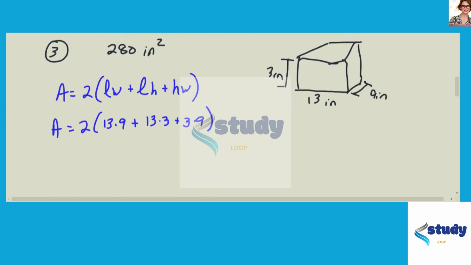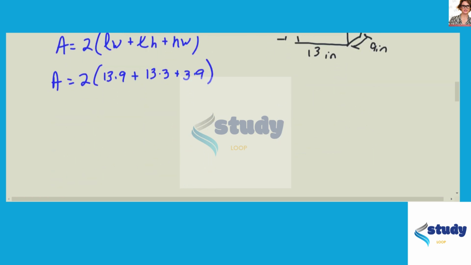So let's go ahead and simplify and see what we get. So first, we have 13 times 9, plus 13 times 3, plus 3 times 9, which is equal to 183. And then we'll have 2 times 183, which is equal to 366. So that means the surface area would be 366 square inches. But remember, the 1 can only covers 280. So no, there is not going to be enough in 1 can to cover the whole cake.